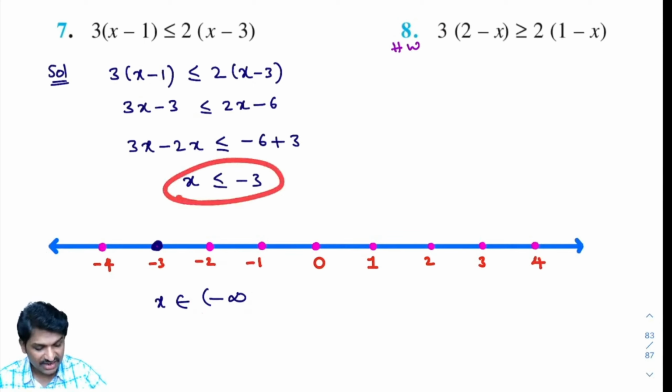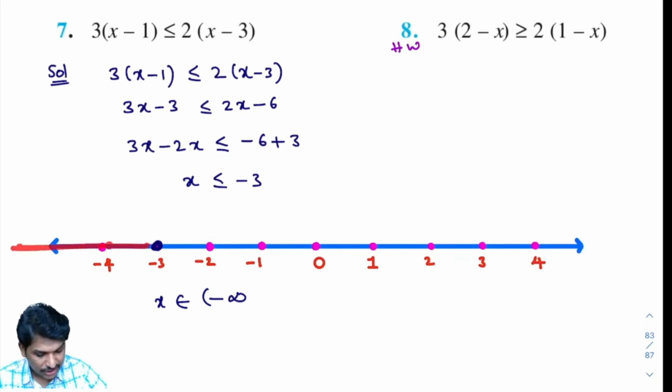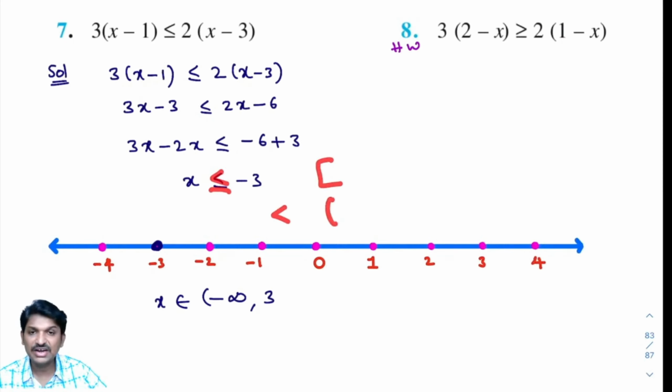What is the answer? x less than or equal to minus 3 means? Actually you can stop here, but I am writing this in interval form: minus infinity to 3. For this 3, closed bracket or open bracket? Here less than or equal to is there, right? That means when less than or equal to is there, we will write closed bracket. When strictly less than is there, at that time we will write open bracket.